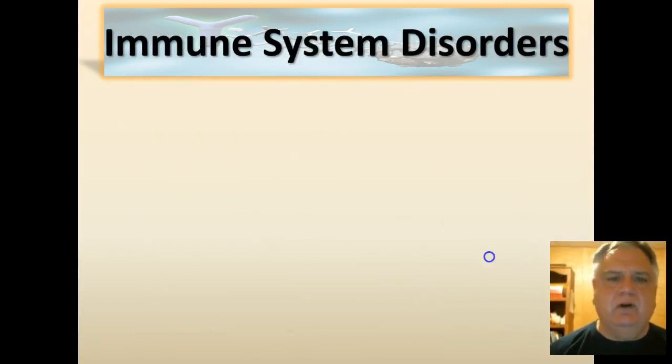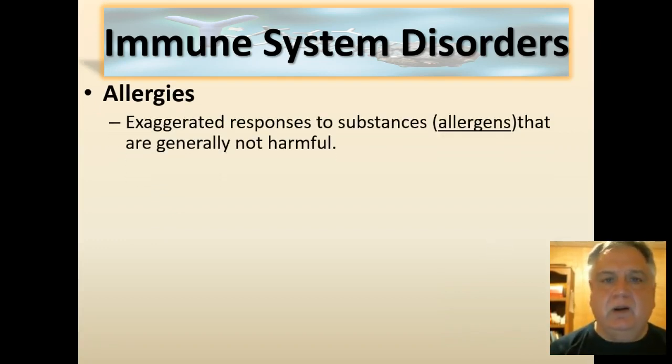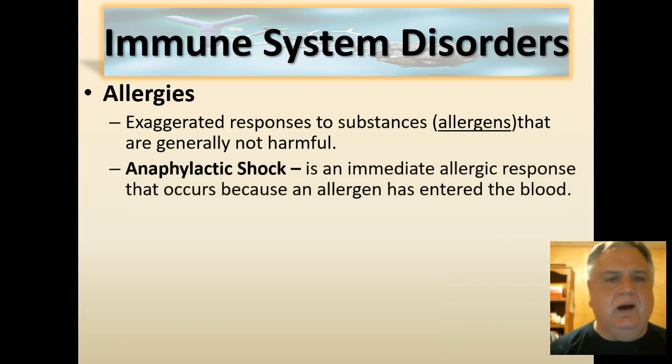Okay, we're going to wrap this up very quickly by talking about some immune system disorders. The first disorder we want to talk about is allergies. Allergies are exaggerated responses to substances, allergens, that are generally not harmful. So this is things like pollen, dust. They're generally not harmful, although they can be delivered into the system. And what ends up happening is your body, if you have this allergy, treats them as if they are actually potentially harmful. So the immune response is engaged.